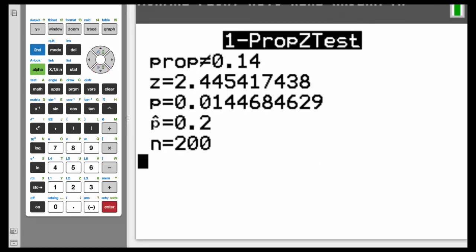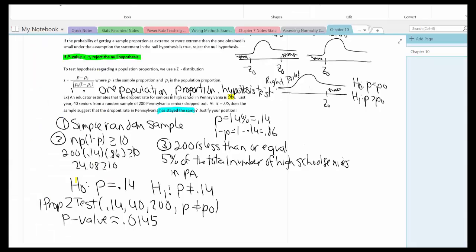So, the P that we want in this particular case, the P value, is the decimal in the third row. Again, I will round this to 4 decimal places, which would be 0.0145. Okay, so let's put this on the paper then. On the paper, I'd want you to write 1-PropZTest, parenthesis, the P, 0.14, the X, which is 40, the N, which is 200, and here it's P does not equal P sub 0. And underneath, I rounded the P value to 4 decimal places.